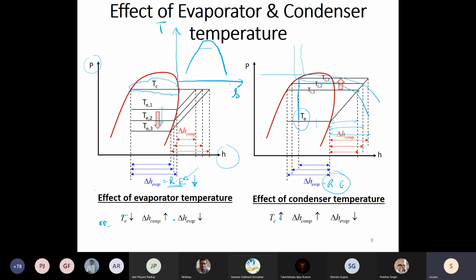So I am fixing the condensing temperature. So this temperature gets fixed and hence the pressure itself gets fixed. So this is your isobar corresponding to TC. No changes here. What I am changing is the evaporator temperature. So this is, let's say, the first case. Let me change the color now. This is the second case. Let's change color again, and this is the third case.